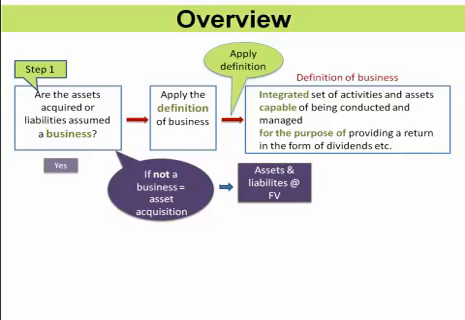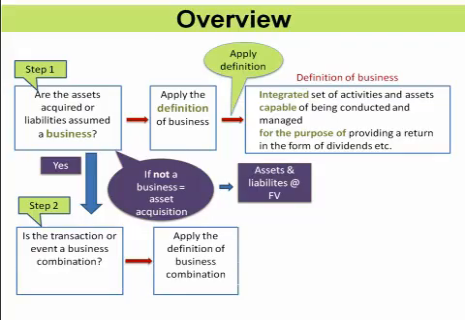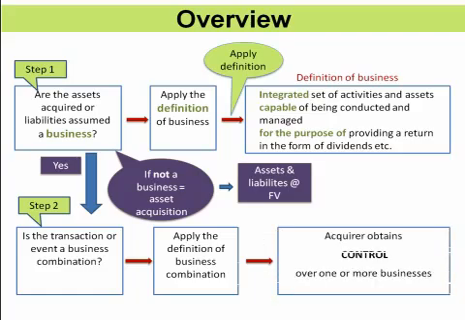If the assets acquired and the liabilities assumed does constitute a business, the second step is to determine whether the transaction or event is a business combination. To determine this, you have to apply the definition of a business combination. The definition of a business combination is when the acquirer obtains control over one or more businesses. To determine whether an acquirer obtains control, you have to apply IFRS 10. You can refer to the IFRS 10 slides for the definition of control.